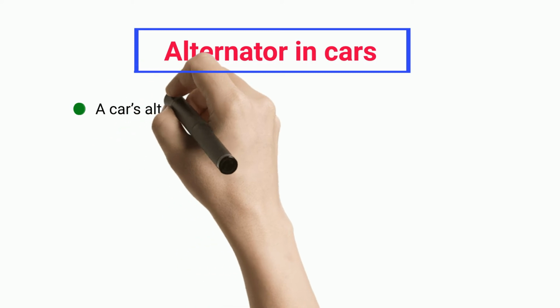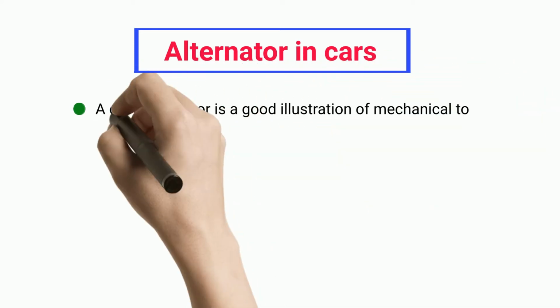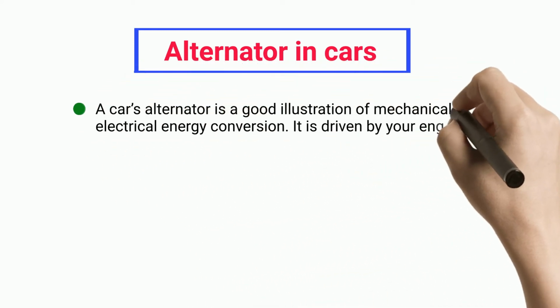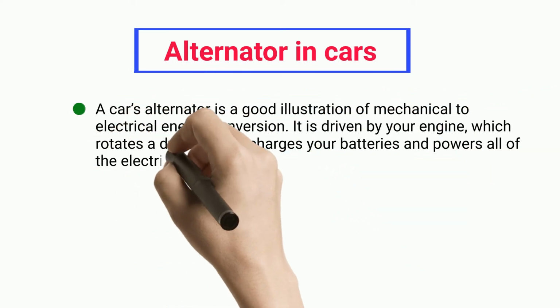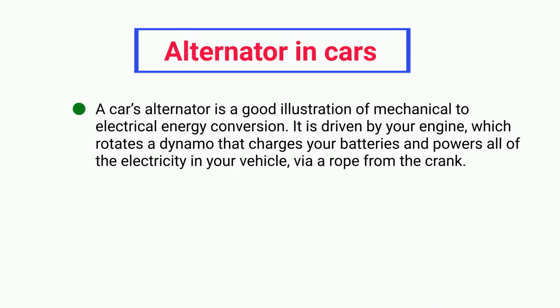Alternator in cars. A car's alternator is a good illustration of mechanical to electrical energy conversion. It is driven by your engine, which rotates a dynamo that charges your battery and powers all of the electricity in your vehicle, via a belt from the crank.